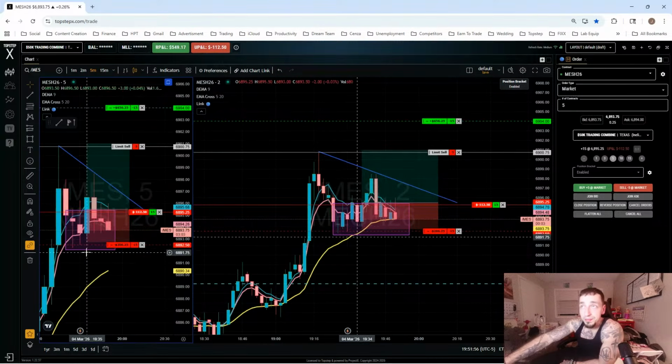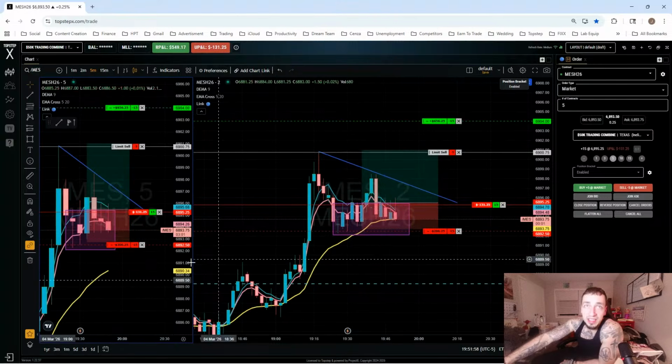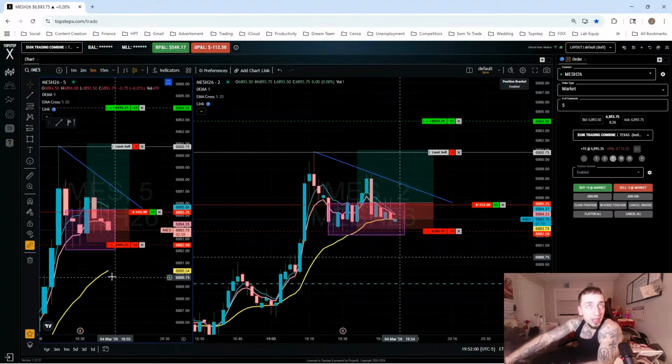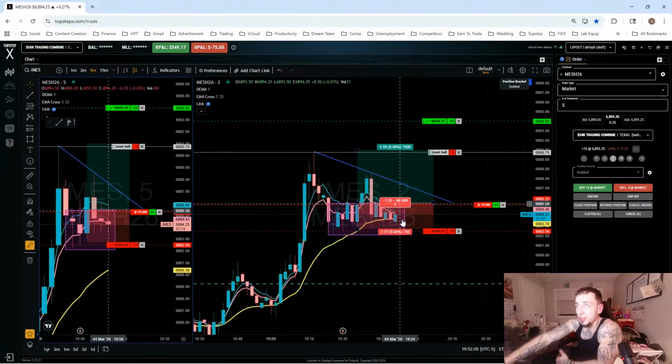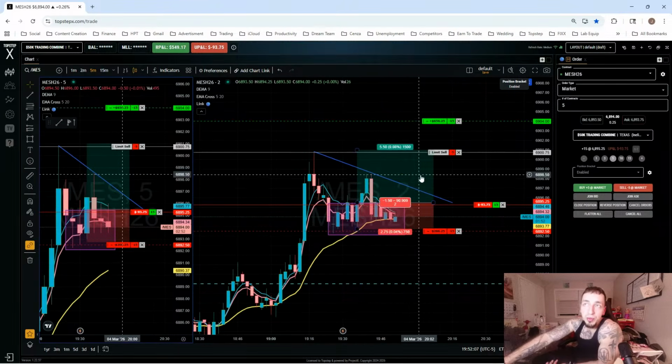But the thing is, I don't like how far away this 20 is on the 5-minute. But we're going to be diving deep into the RBI and the GBI, and just how we use it to identify opportunity.